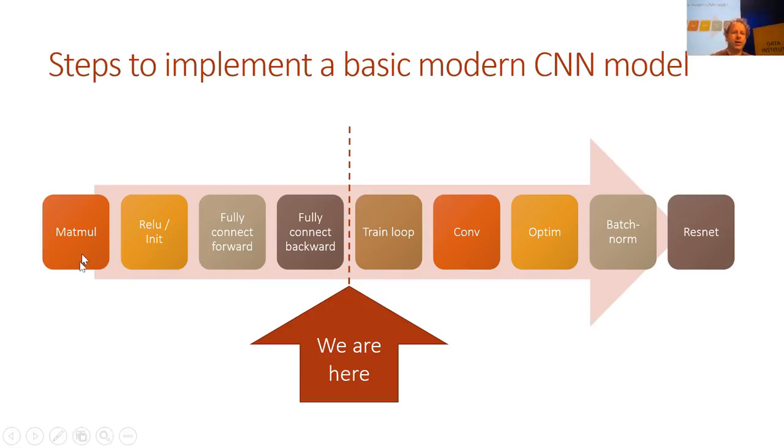So to go back to how do we implement a basic modern CNN model, we got to this point. We've done a matrix multiplication, so that's our affine function. We've done ReLU, so that's our nonlinearity. And so a fully connected network forward is simply layering together those two things. So we did that, and then we did the backward pass, and we refactored that nicely, and it turned out that it looked pretty similar to PyTorch's way of doing things. And so now we're ready to train our model, and that's where we're up to.